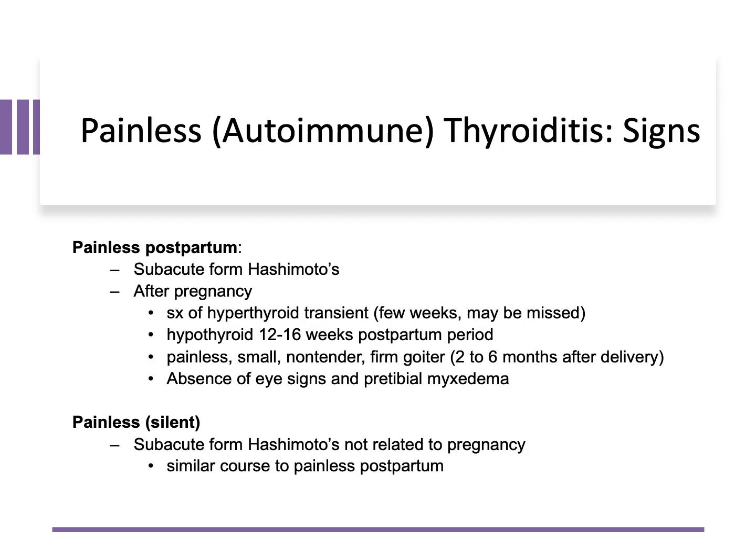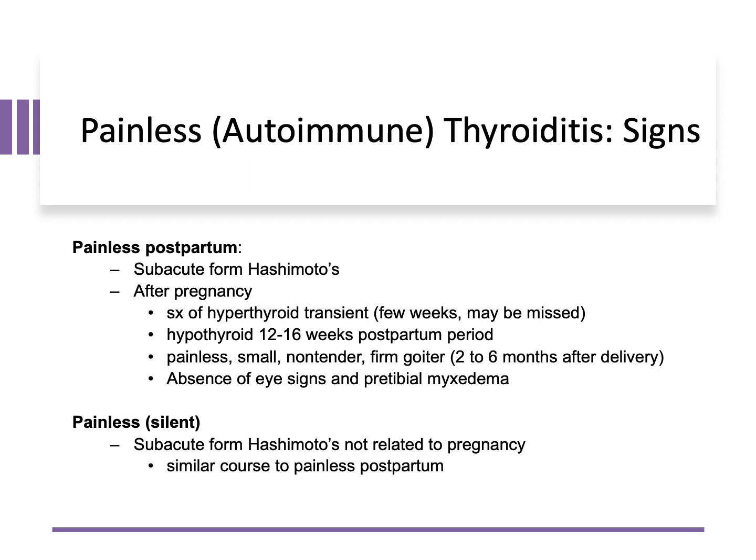In terms of the postpartum form, again, this is thought to be a subacute form of Hashimoto's, and it occurs after pregnancy. So the condition begins in the postpartum or post-abortive period, okay? Usually within 12 to 16 weeks. It's also related to silent lymphocytic thyroiditis. So this is the silent form. It's subacute. It's not related to pregnancy, but it's going to have a similar course, okay?